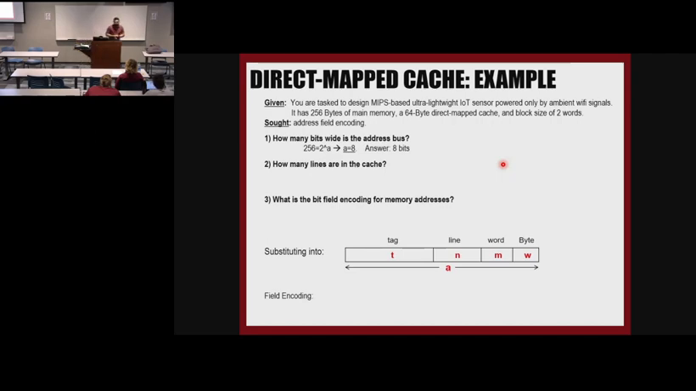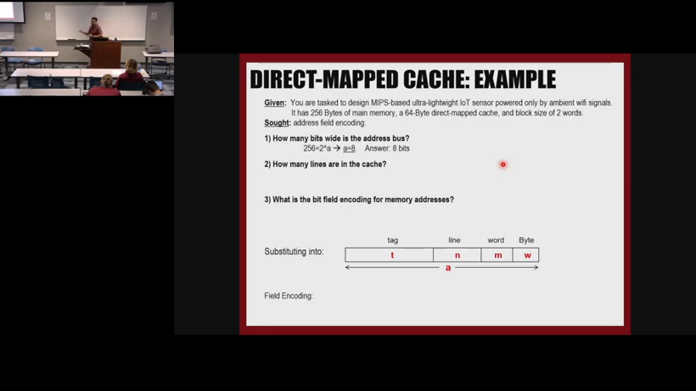We have a 64 byte direct map cache, and we have a block size of 2 words. And it's MIPS based. So this is the only thing that you need to know. Every word in MIPS has 4 bytes. That's the information that is implied, and it's not clearly mentioned here, because we just said it's a MIPS based processor. So every word in MIPS has 4 bytes. And we have the block size of 2 words, which means that the block size has 8 bytes.